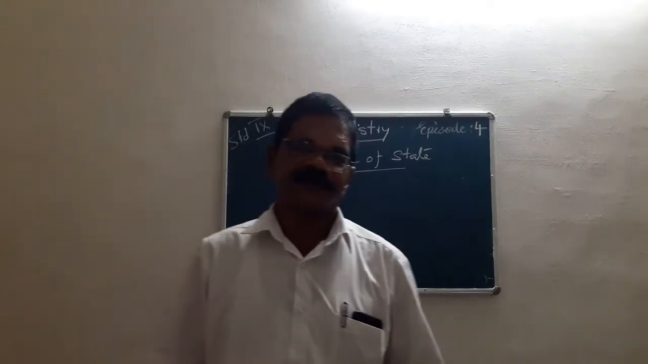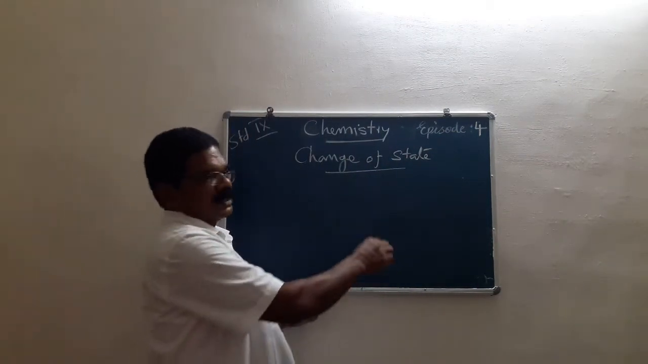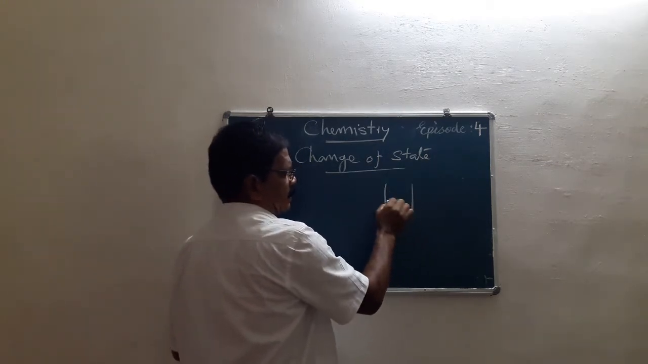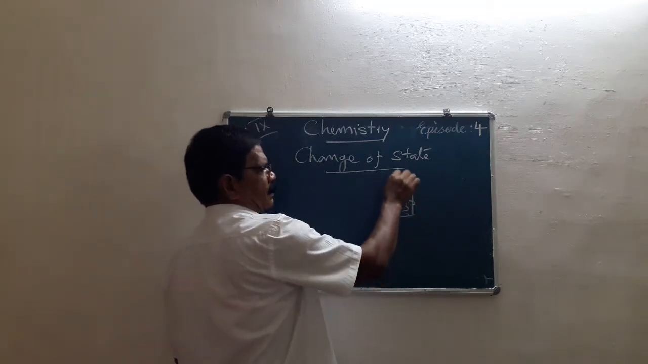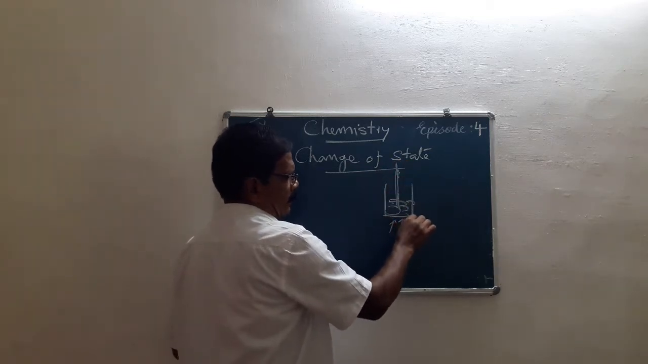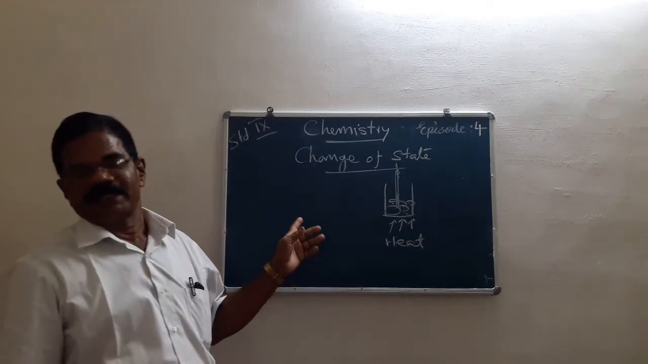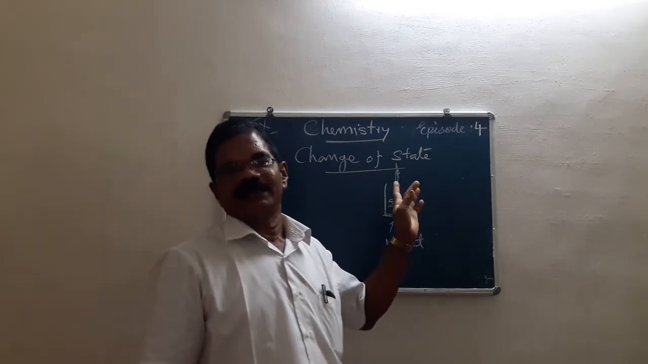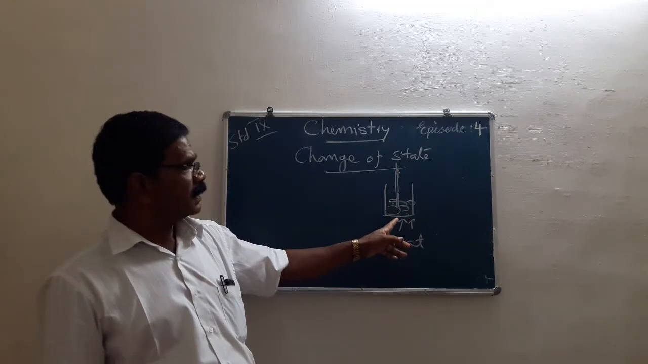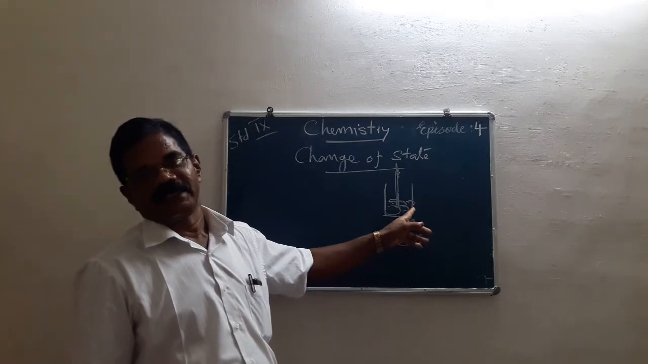In your textbook, there is an activity given to you. That's a simple activity. You can do it yourself. Take a beaker, put some ice in it, insert a thermometer, and heat. You know what happens? We all know that when ice is heated, it melts and turns into water. Ice is the solid state, and on heating, it changes from solid state to liquid state, that is known as water.